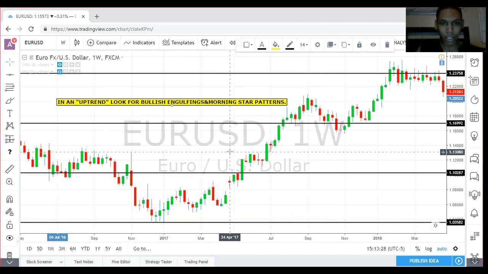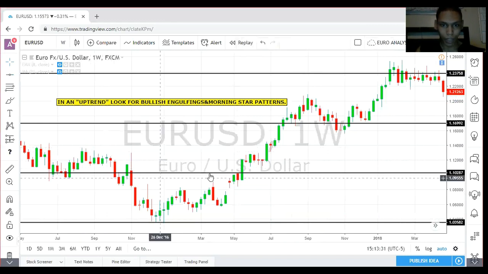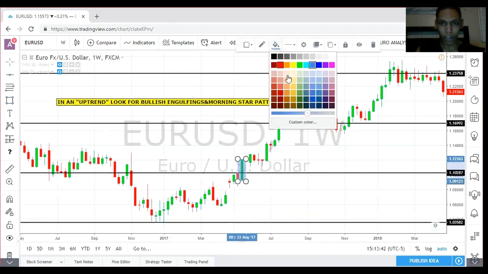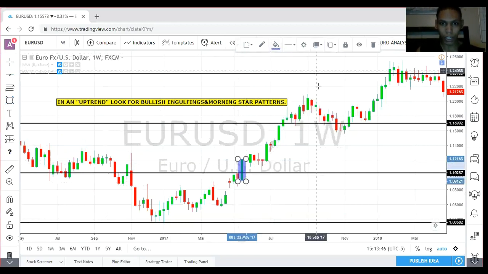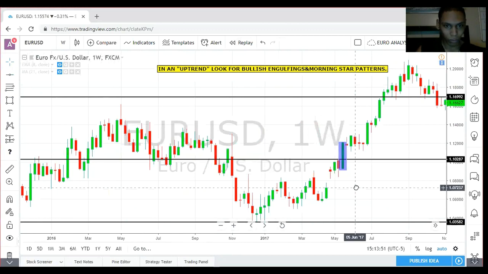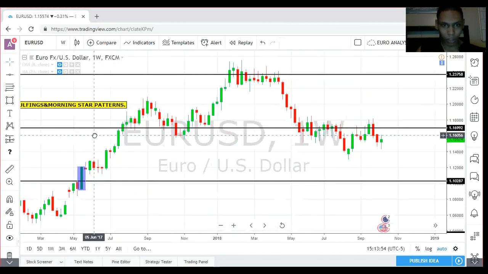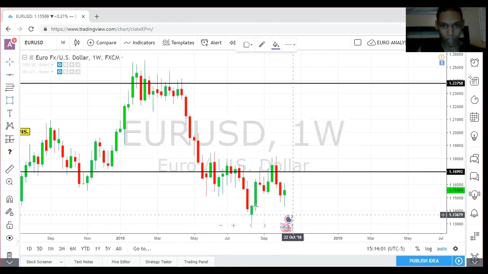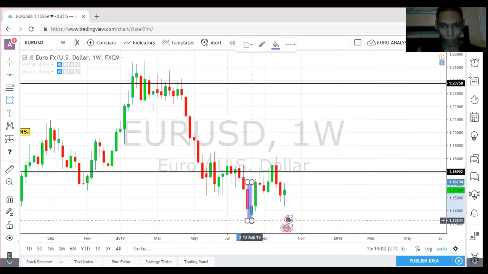Morning star patterns are, here, a bullish engulfing. I'm gonna highlight it right here. Perfect example. This candle right here, darker. Okay, bullish engulfing right there. A morning star pattern. I've seen one before, right here. Morning star pattern. Right here. Perfect morning star pattern.